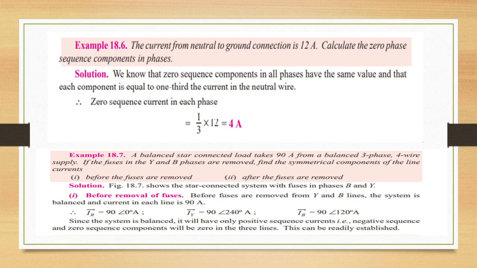Before the fuses are removed from Y and B line, system is balanced and current in each line is 90 amps. Only one current is given, 90 amps. As this is a balanced system, we can take the angles for R, Y and B phases as 0, 240 and 120. So 90 angle 0 degree ampere, 90 angle 240 degree ampere and 90 angle 120 degree ampere. Since the system is balanced, it will have only positive sequence currents, that is negative sequence and zero components will be 0 in the three lines.